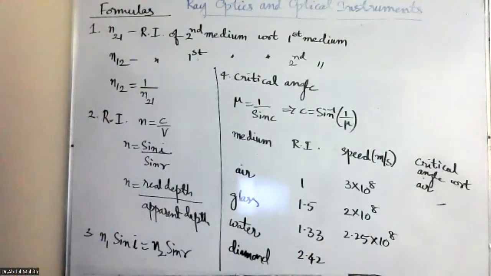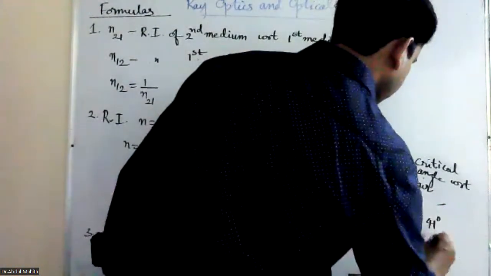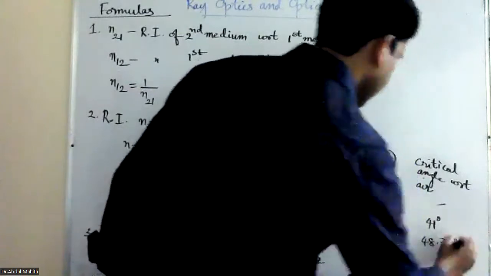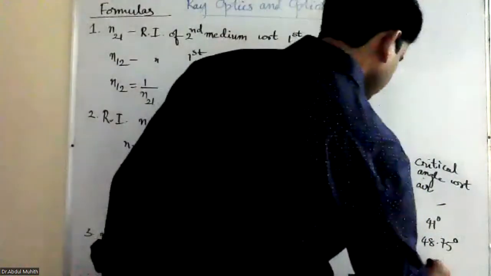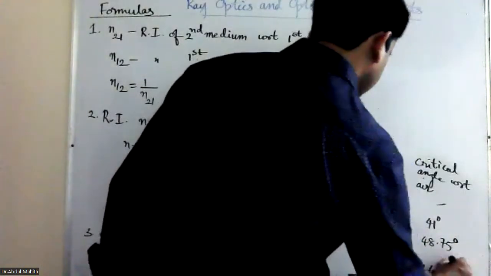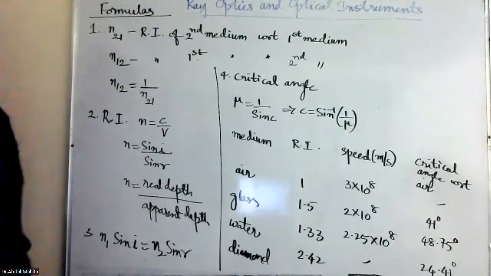So therefore here 41 degrees and 48.75 degrees, and the last one is 24.4 degrees. These are the standard values. Just note them down. It will be easy for you while doing the numericals.